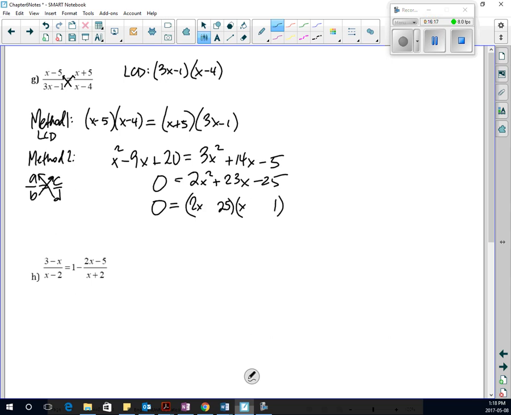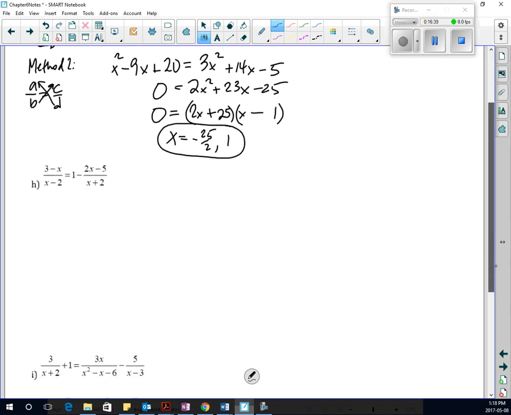So I need a plus 25 and a minus. So that means x equals negative 25 over 2 and positive 1. I forgot to put what my non-permissible values are again. x cannot equal positive 1/3 and positive 4, and that is not one of them. So there we go.